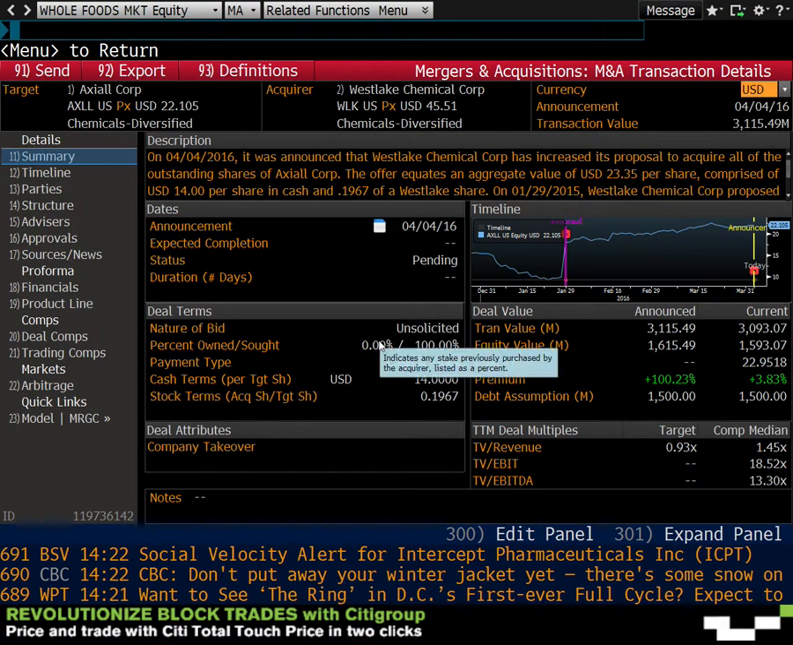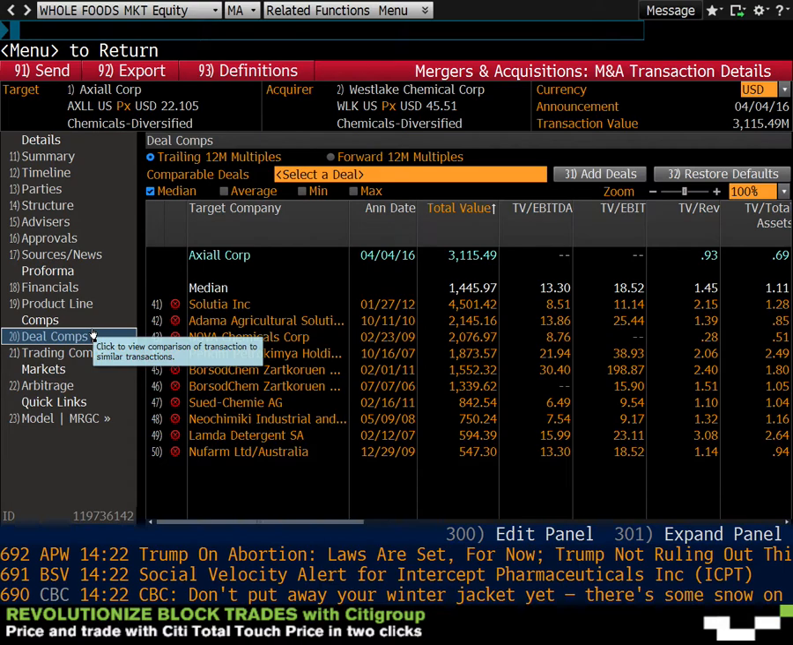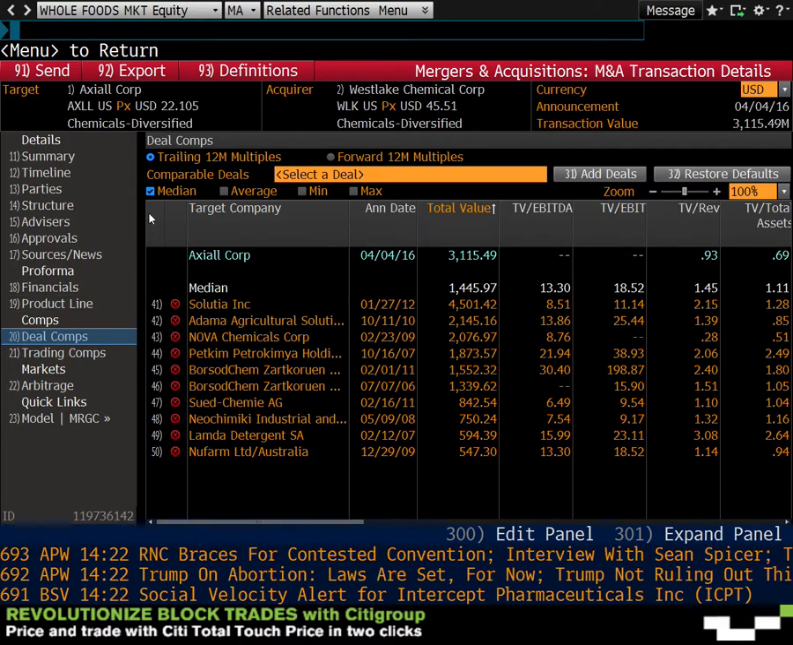I can drill down. I can look at the deal terms. I can look at the multiples that are paid. These are the deal comps. So here are some previous multiples, announced deals, etc. So multiples can also be on acquisitions. Multiples can be on trading.